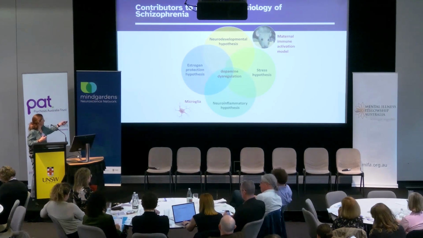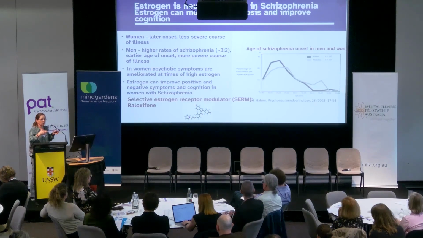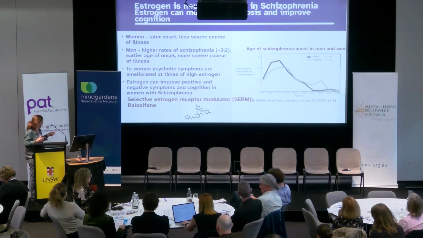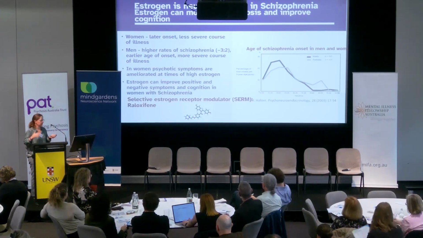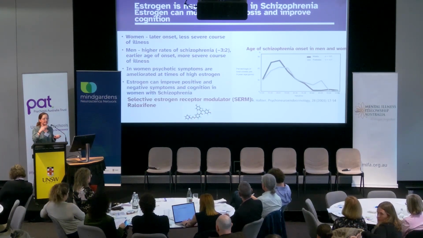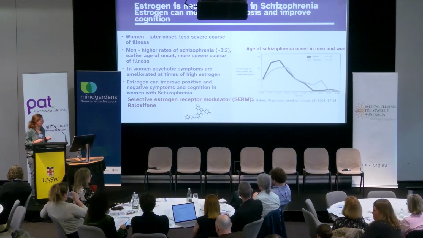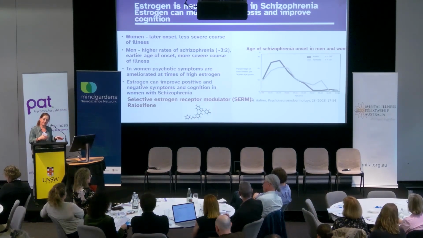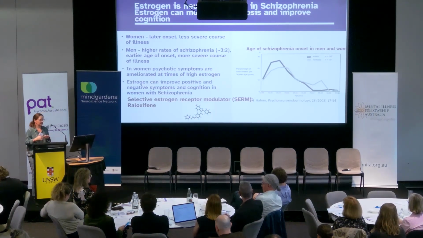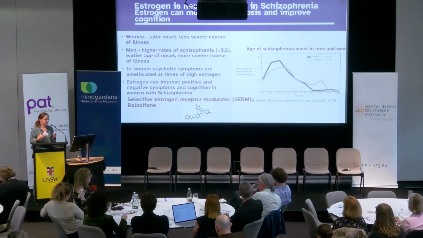And then there's also the estrogen protection hypothesis of schizophrenia. So we know that men might be diagnosed at a higher rate and might have a worse course of the illness than women. Importantly, in women, psychotic symptoms fluctuate with the menstrual cycle, and psychosis is ameliorated at times of high estrogen. And we know from clinical trials that estrogen can improve psychotic symptoms as well as negative symptoms and cognitive symptoms. But estrogen obviously is not so great to be used in men. It has feminizing effects.